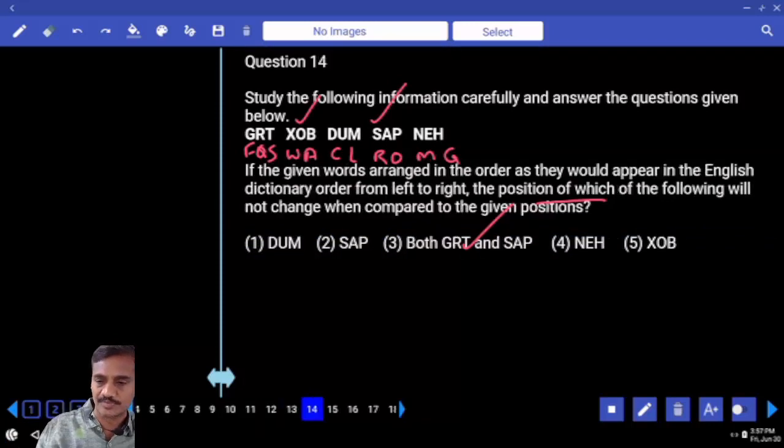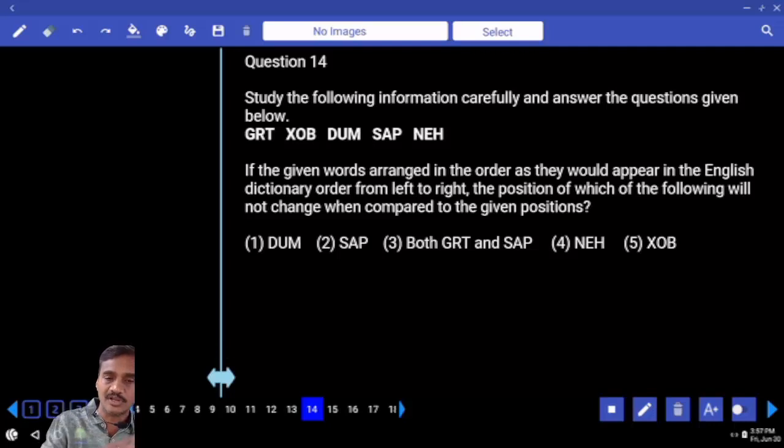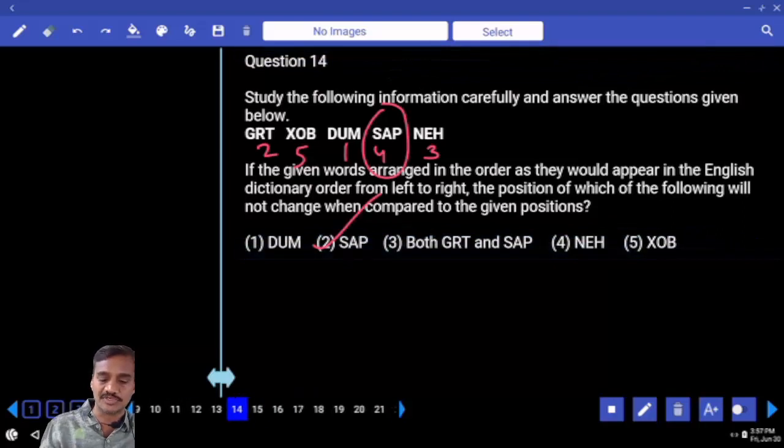Choice 2 for 13. Then the 14th one: the given words are arranged in the order as they would appear in the English dictionary from left to right. The positions of which of the following will not change compared to the original position? Then all these words are arranged in alphabetical order. Now this will come at the first place, and this would be at the second place, and this is at the third place. Then this is at the fourth place, and this is at the fifth place. Now SAP remains at the same place, that is choice 2 to question number 14.